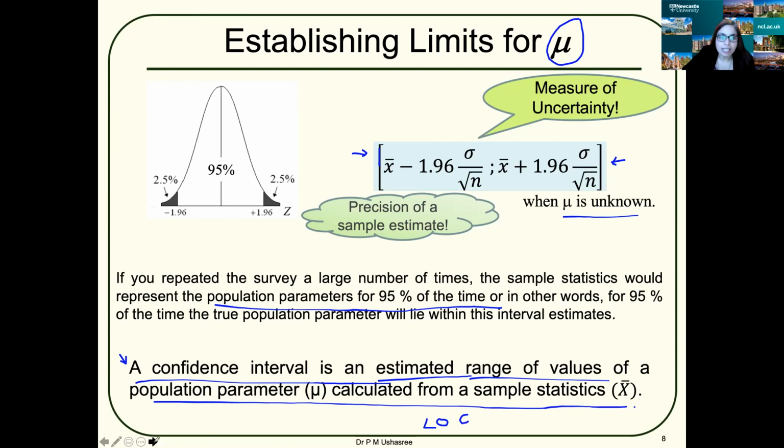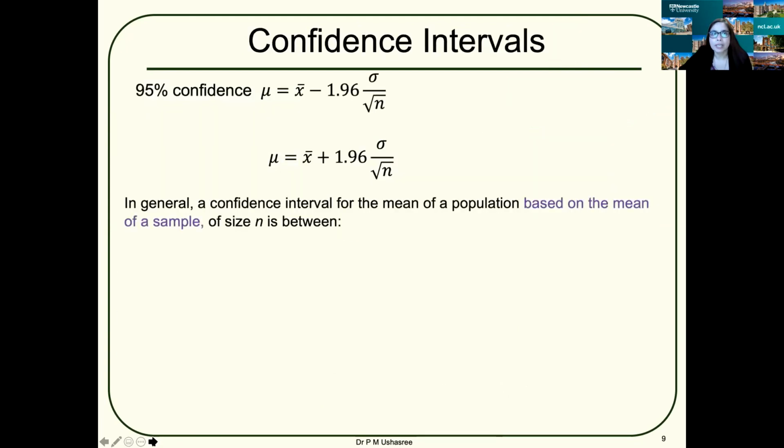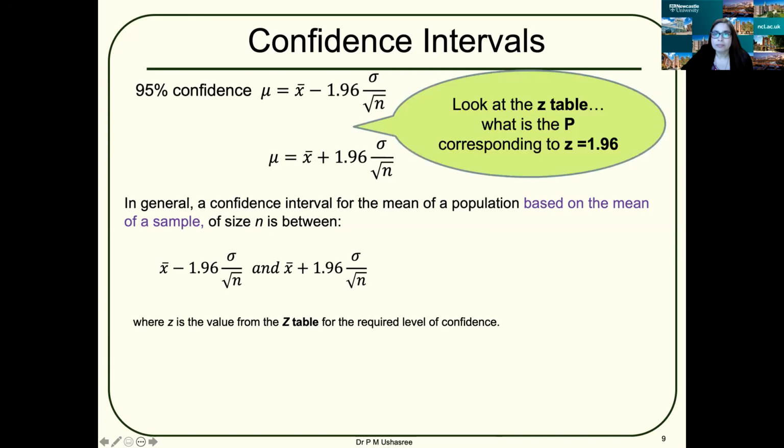Now we know what a confidence interval is for a given level of confidence, and you know how to estimate it using the normal distribution. Let's go deeper into it now. So in general, we can say that a confidence interval for the population mean for a sample of size n can be given as this. Now, I want you to look at the Z table.